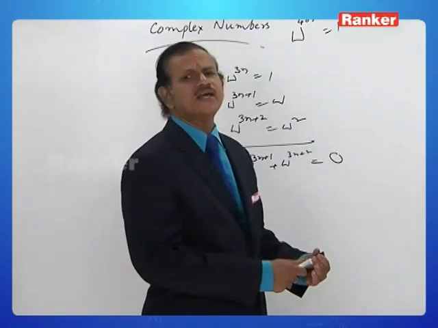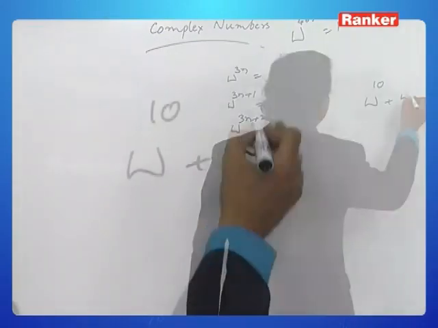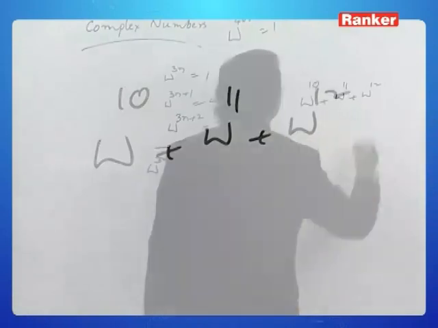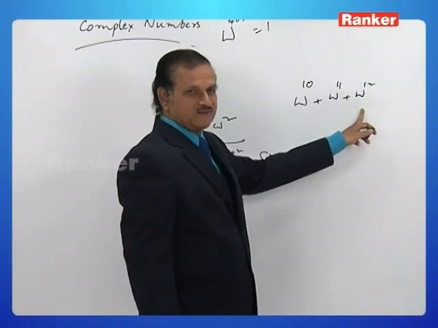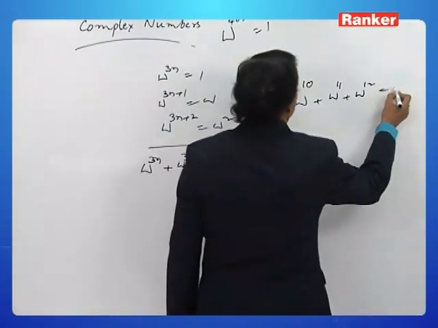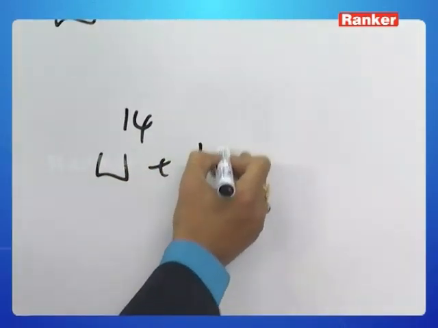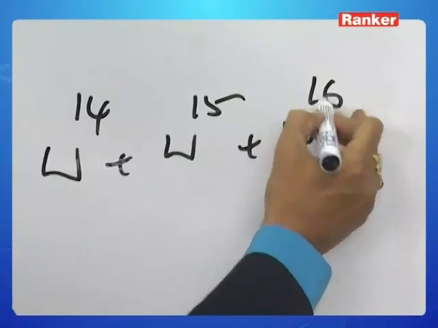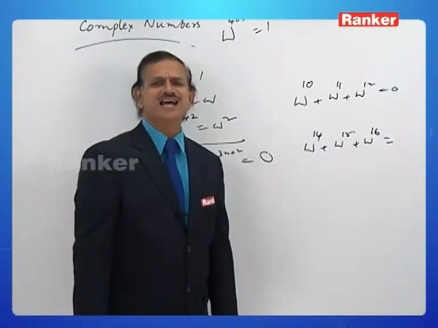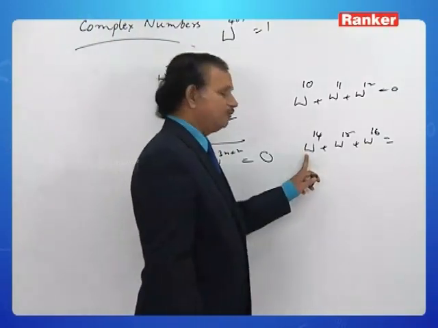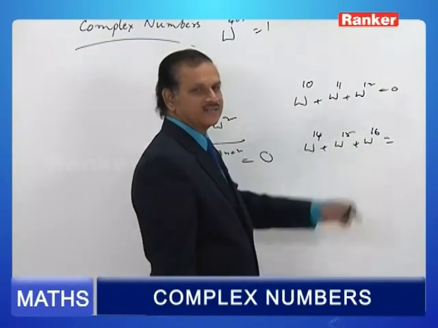How? You consider any 3 successive natural numbers, say omega power 10, omega power 11, omega power 12. This is nothing but omega. This is nothing but omega square. This is nothing but 1. So the answer is 0. Just like that, omega power 14 plus omega power 15 plus omega power 16. What is that? Are they successive integral powers? Yes, of course. No doubt the answer is 0. How? This is omega power 12 into omega square, omega square. This is 1. This is omega. Answer is 0.